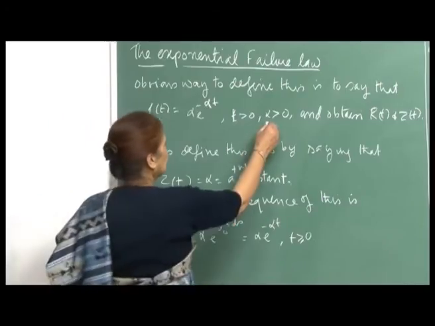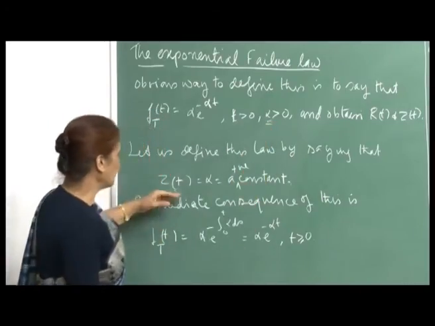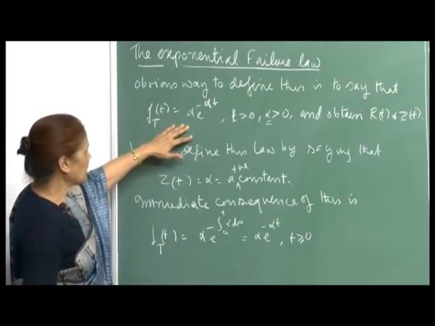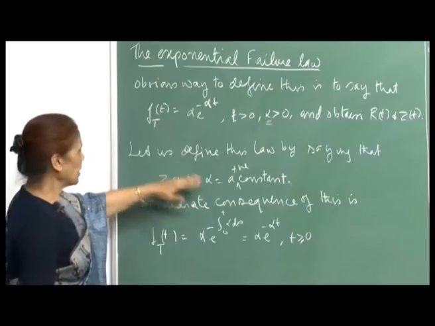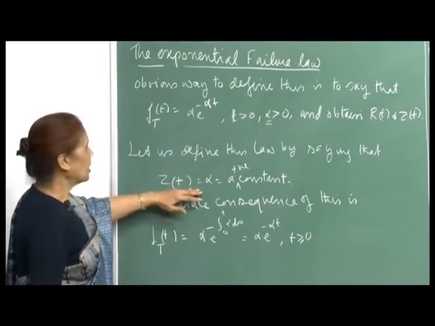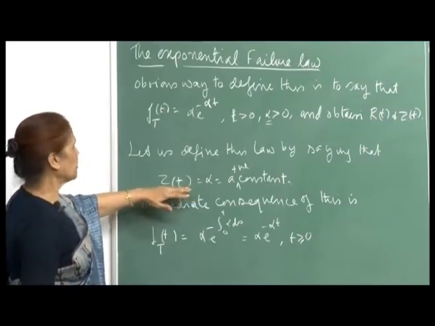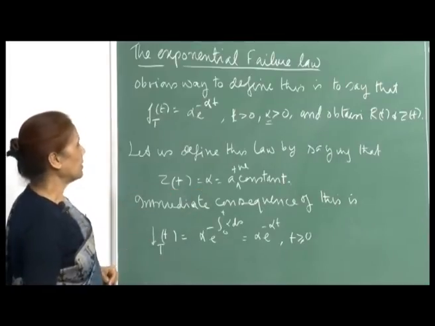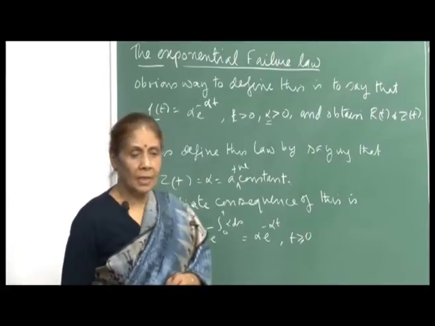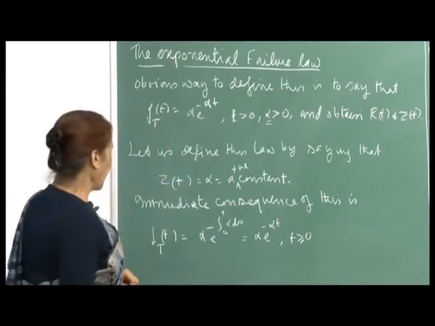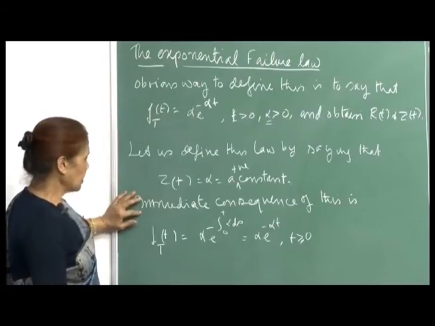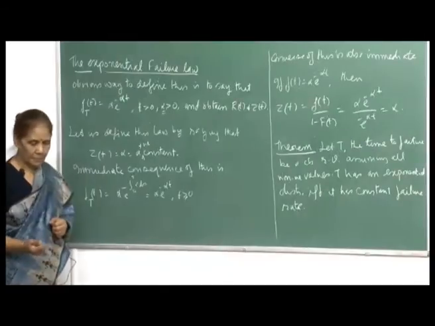So, here I had just said that alpha is some constant, but actually when your failure law is exponential, negative exponential, then your failure rate is a positive constant, equal to alpha. So, alpha is your failure rate. So, this is constant, right.